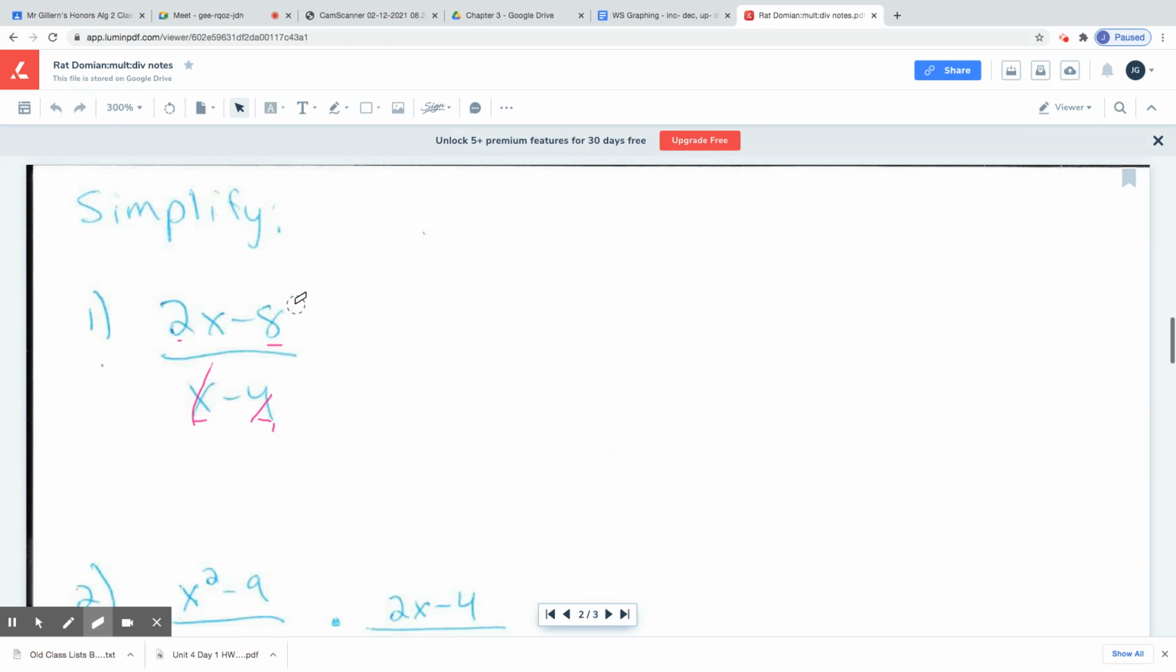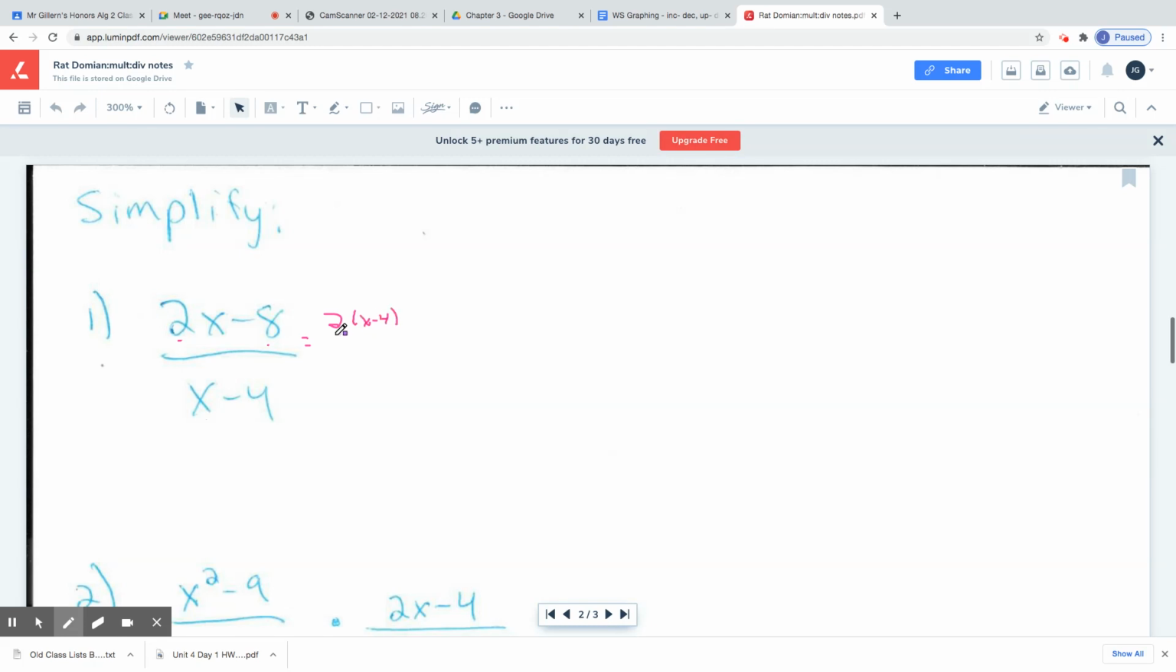So what you need to do when you're simplifying a rational is make sure the top is factored, and make sure the bottom is factored. All right, now there's nothing you can do with the bottom, but you can simplify the top by taking out a 2.